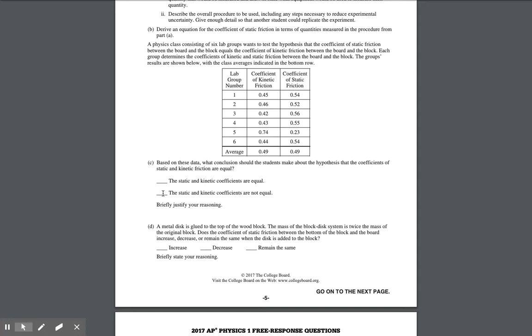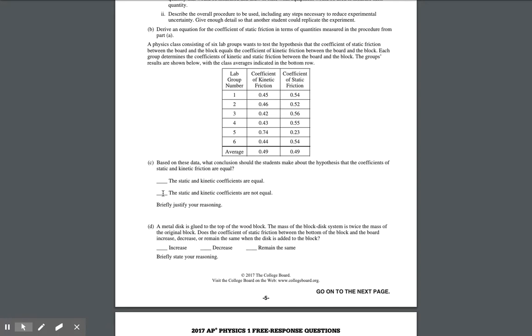Okay, part D, a metal disc is glued to the top of the wooden block. The mass of the block-disc system is twice the mass of the original block. Okay, so it's asking you how mass affects coefficient of friction. Does the coefficient of static friction between the bottom of the block and the board increase, decrease, or remain the same when the disc is added to the block? Increase, decrease, remain the same? Briefly state your reasoning.